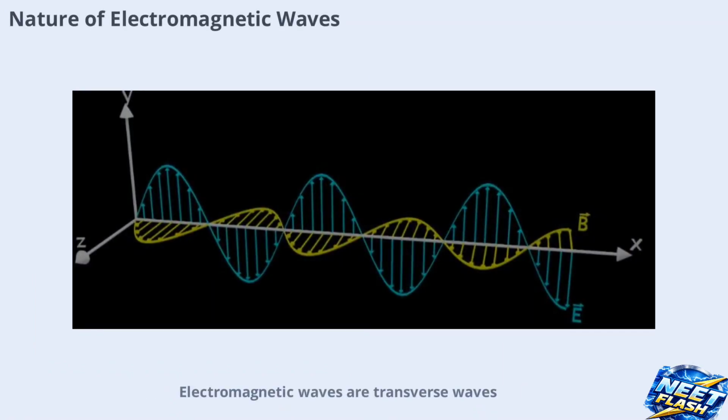framework. Electromagnetic waves are transverse waves, meaning their electric and magnetic fields oscillate perpendicular to each other and to the direction of propagation. These fields vary sinusoidally and are always in phase. Unlike mechanical waves, electromagnetic waves do not require a medium to travel. They can propagate through a vacuum, carrying energy and momentum.